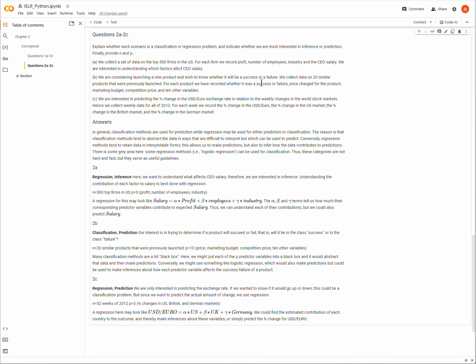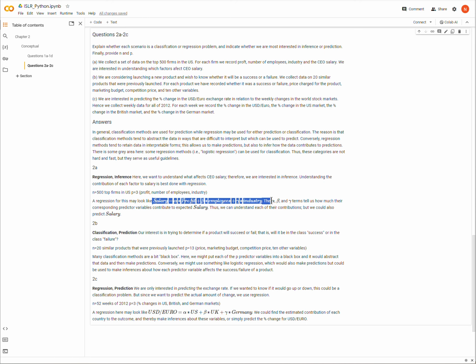But many of these classification methods, these get combined in ways that are not intuitive for us to understand. Okay, and so they abstract that data and then use that abstracted data to make predictions that can be fairly accurate. Okay. Conversely, regression methods.